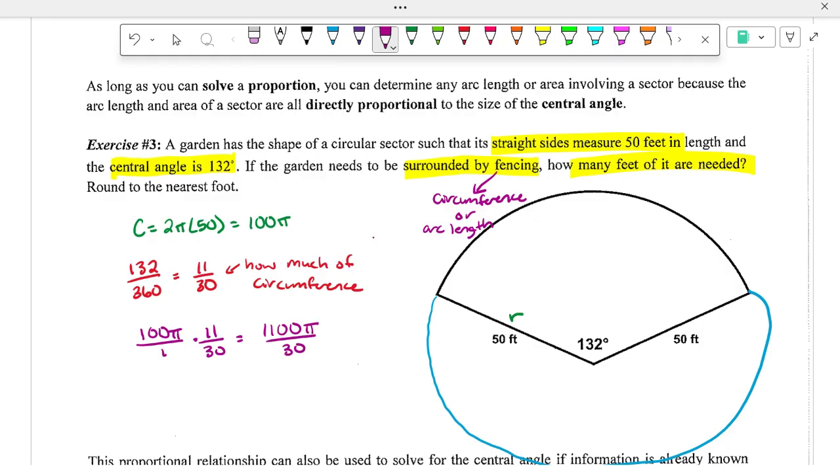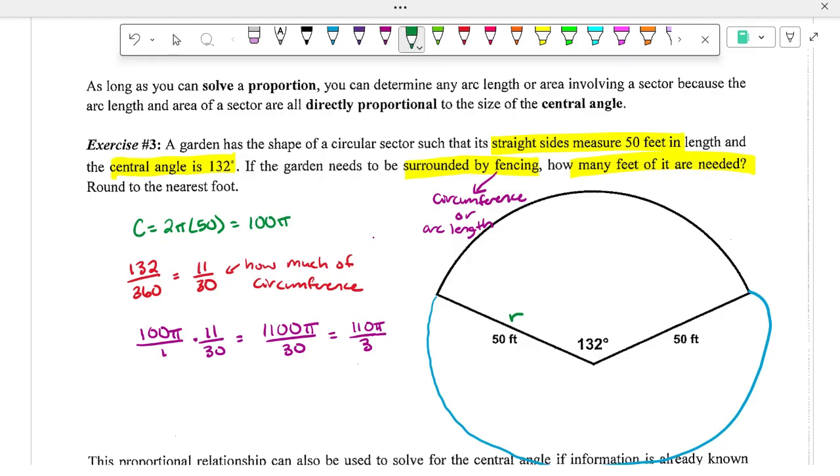So simplified, what'd you get? Okay, so you should have gotten about 110 over 3 pi. Yeah, 110 doesn't go into 3. All right, so this is your exact arc length. So what would it be approximately?